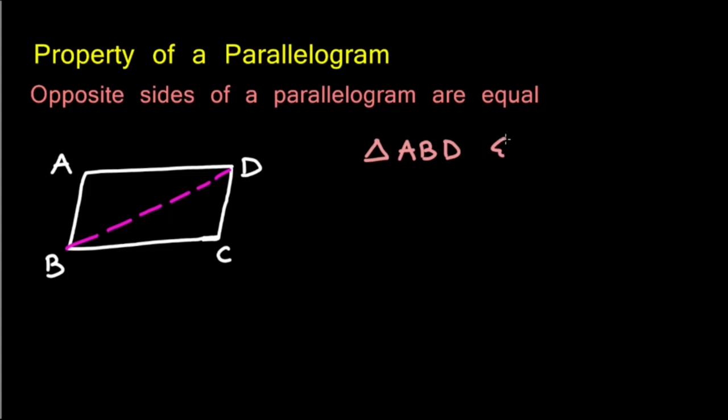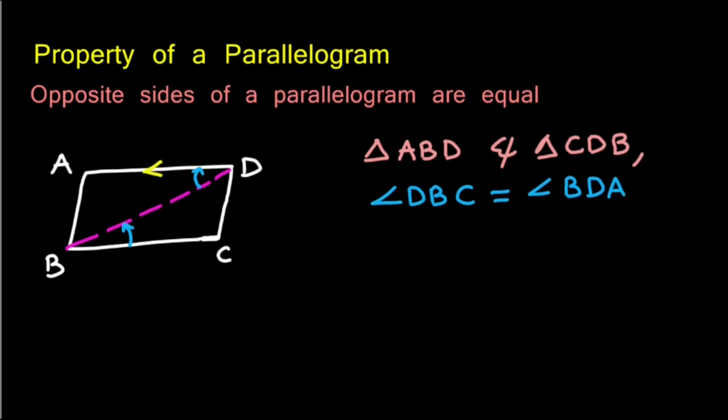ABD and triangle CDB, angle DBC, which is this, equals angle BDA, because AD is parallel to BC and diagonal BD is transversal. So angle DBC and angle BDA become alternate angles. We name this statement 1.